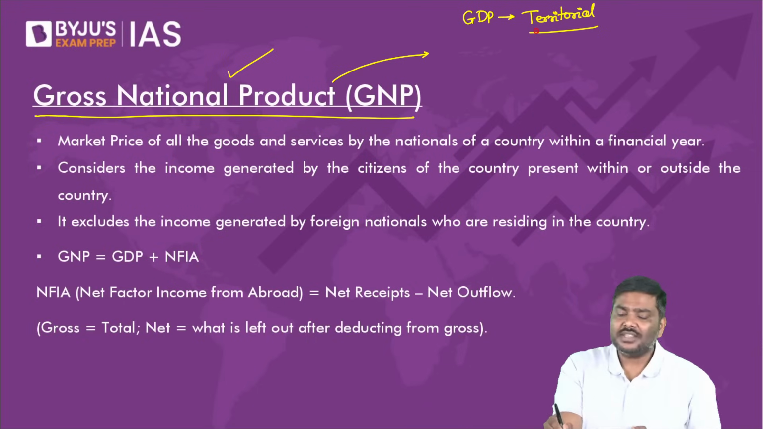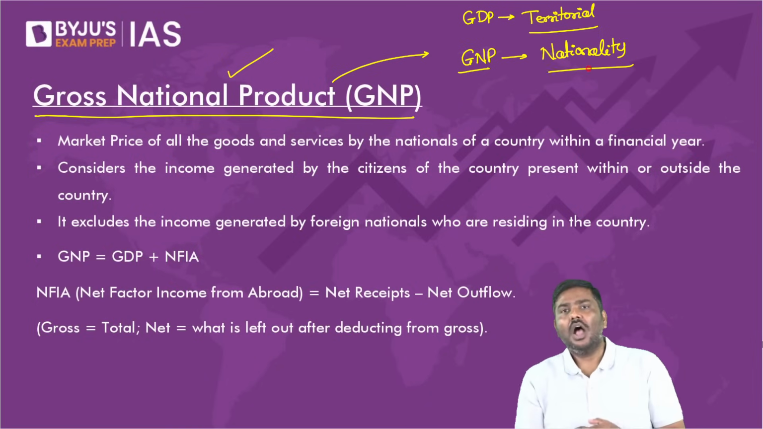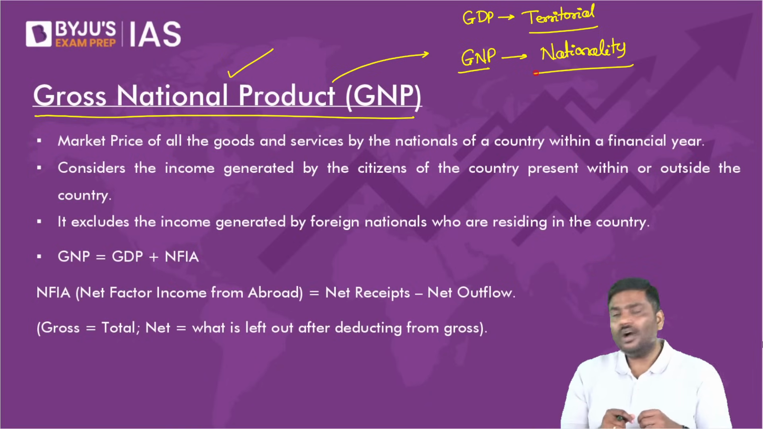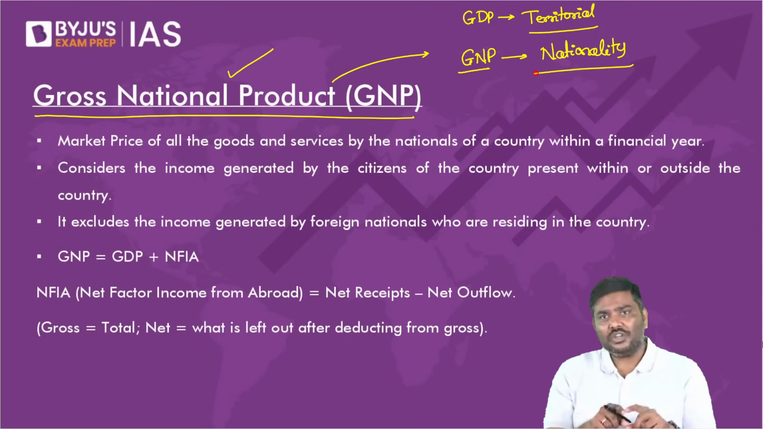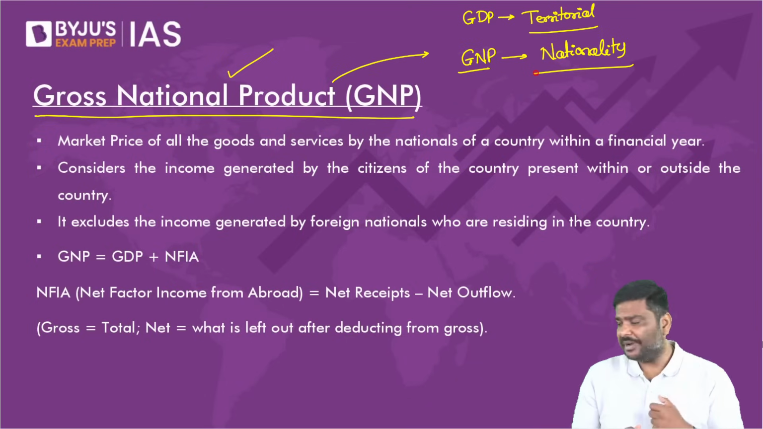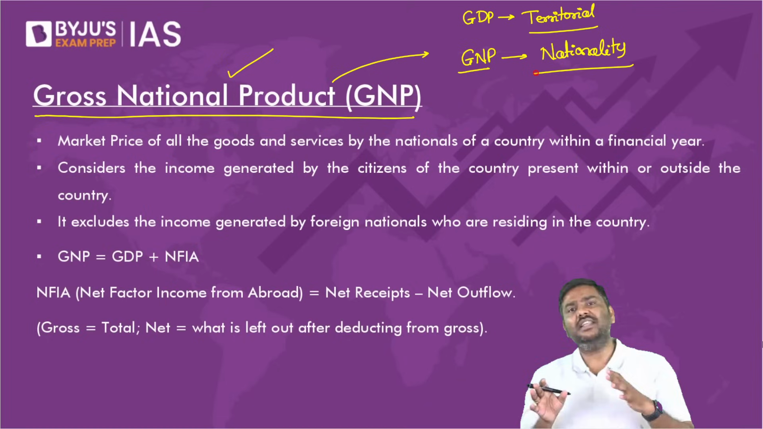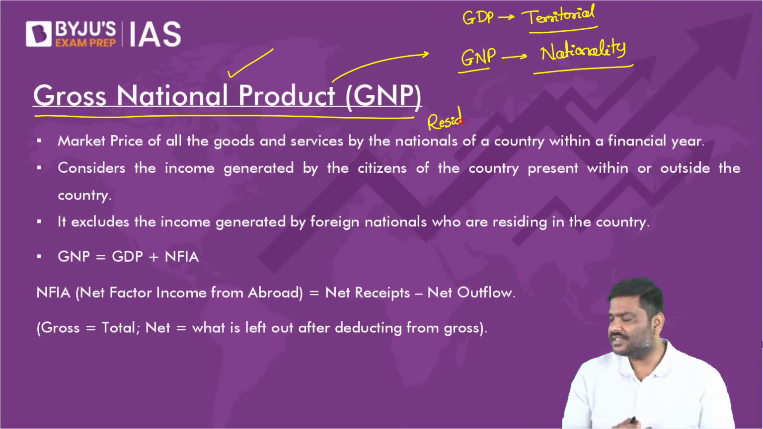Whereas gross national product is a nationality concept. What do you mean by nationality? How much are the market prices of goods and services, final goods and services, produced by all the Indians? Understand my statement? All the Indian residents. Technically, the term is resident, but don't worry.